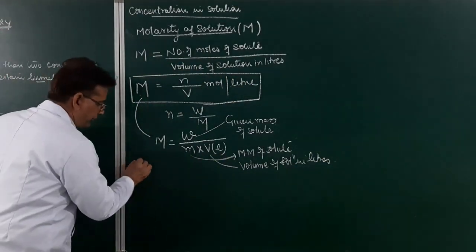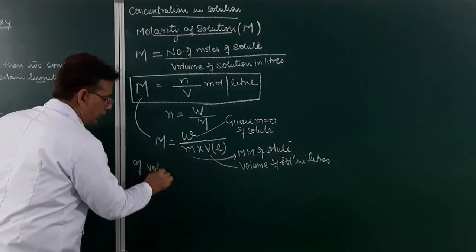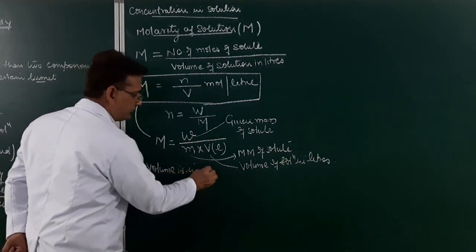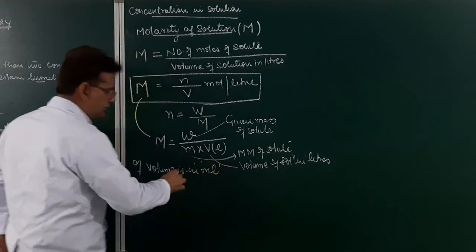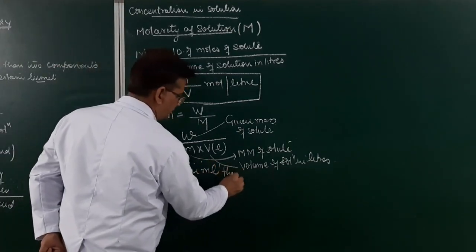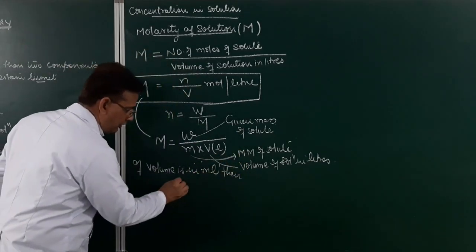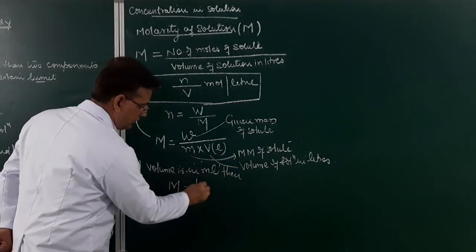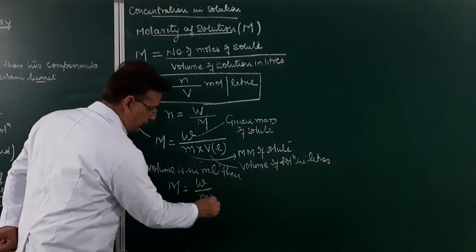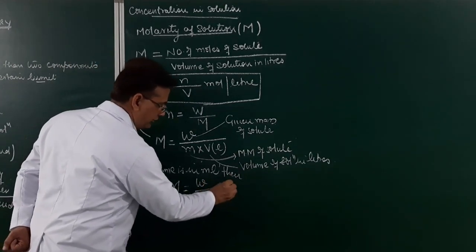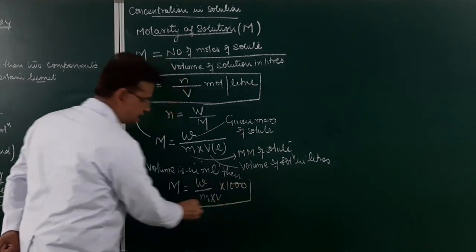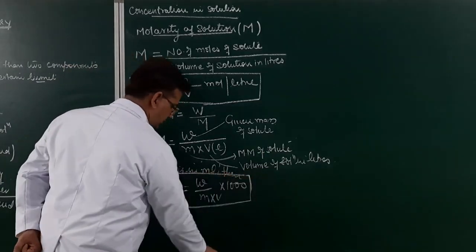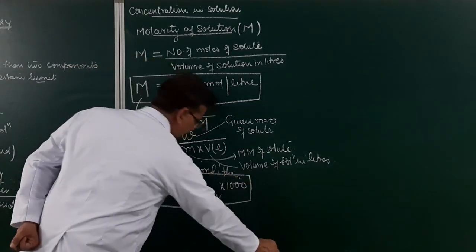Now if volume is in milliliters, then molarity of the solution will be given as W upon M into V into 1000. I think I shall be very clear.